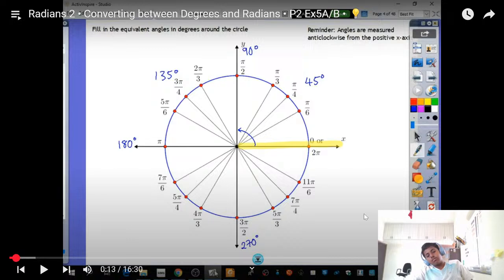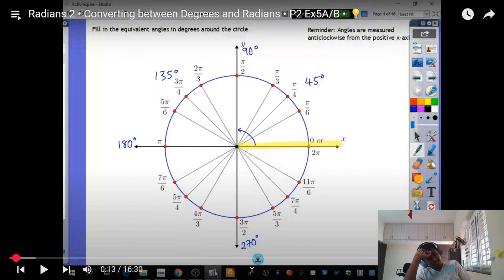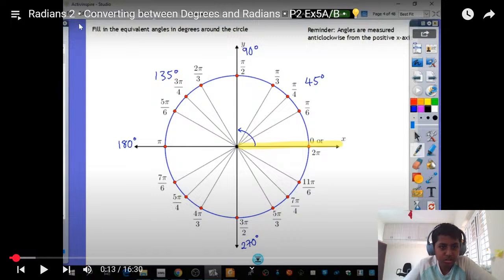Should we actually just fill this in? Should we? Should we, guys? I'm feeling very tired now. It's the holidays, and I'm learning radians for fun. Hey, screw it. I'm gonna do it. It's good practice, anyways.